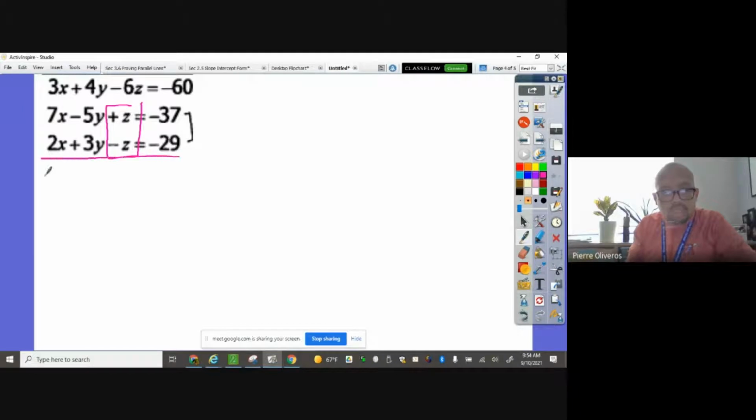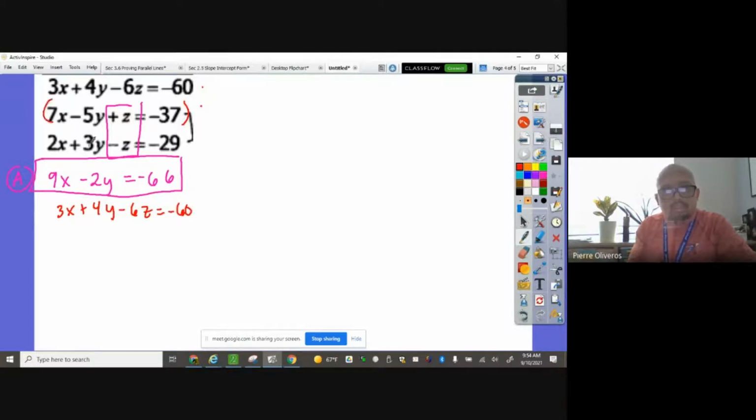So that will just be 9x minus 2y, cancel that, is equal to, when you add them, negative 66. This is my equation letter A. And for me to get equation B, I need to pair the unused equation, which is the first equation, with another one. So I will just use the first and the second here. So I'm going to have here 3x plus 4y minus 6z equals negative 60. And I'm going to multiply this by positive 6 because 6 times z will be 6z, and I can eliminate that one when I combine it with the first equation.